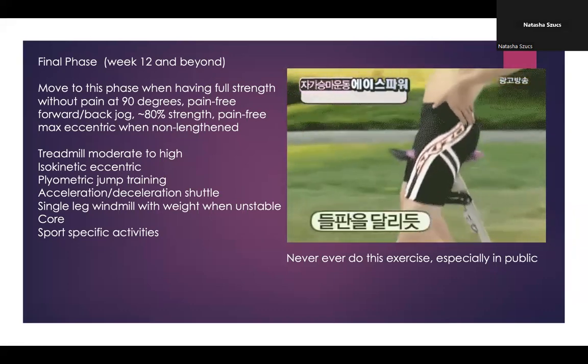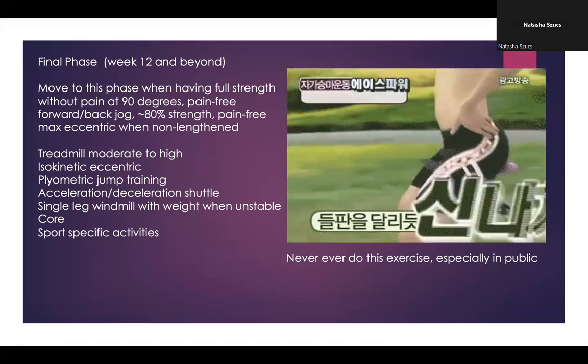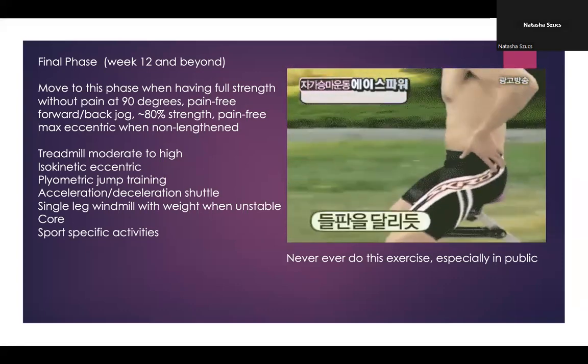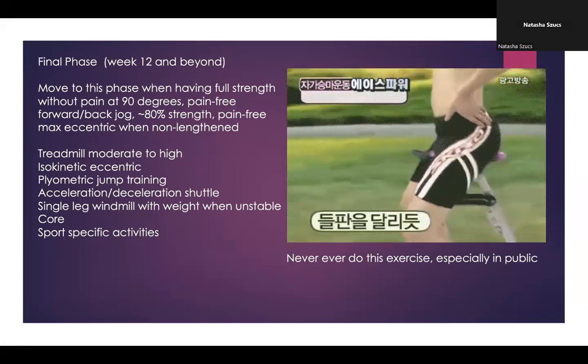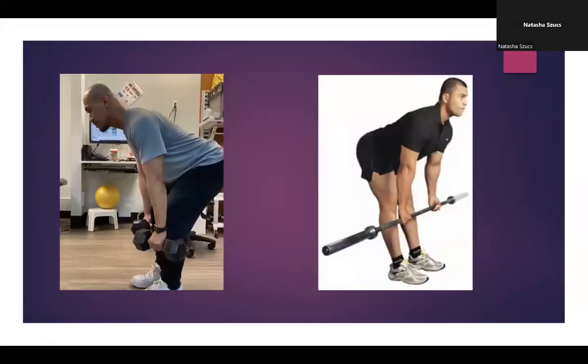Isokinetic eccentric exercises, we'll show some of those. Plyometric, just a lot of jumping exercises. Again, acceleration, deceleration, shuttle type exercises. Single leg agility course, and then move into sport specific activities. And so here's Tenzing doing deadlifts with the bent knee, and you would eventually move into a straight knee.